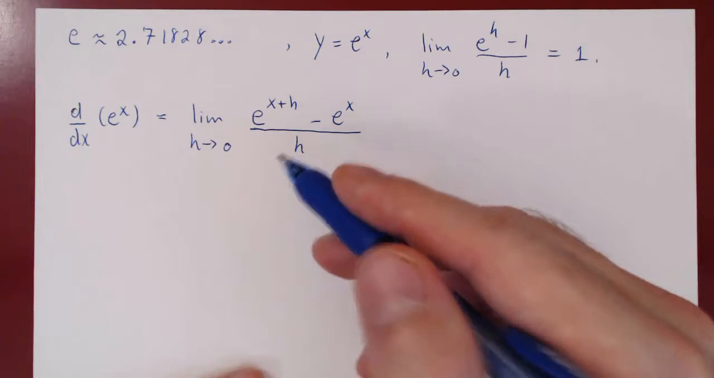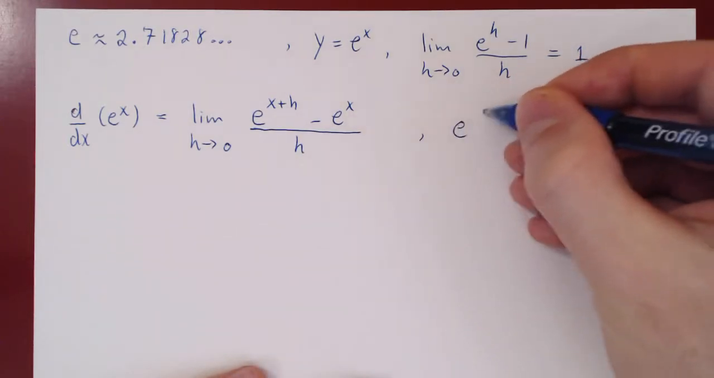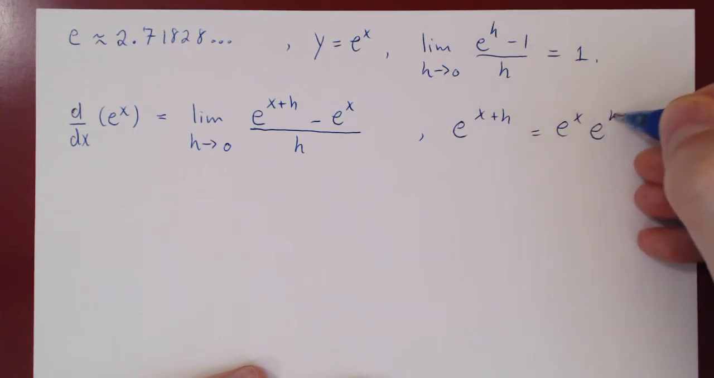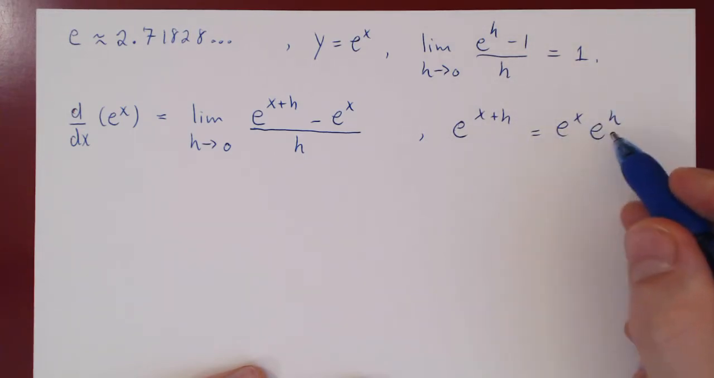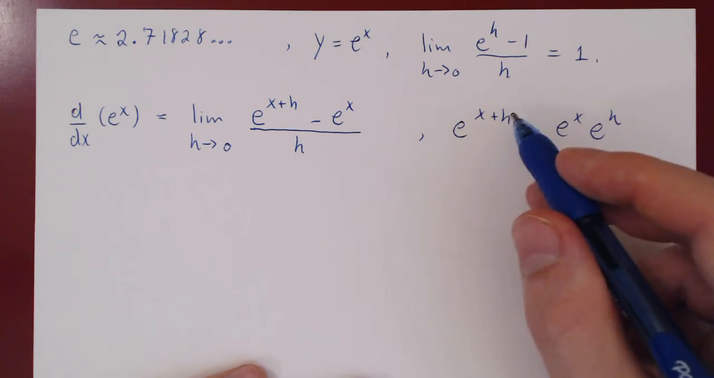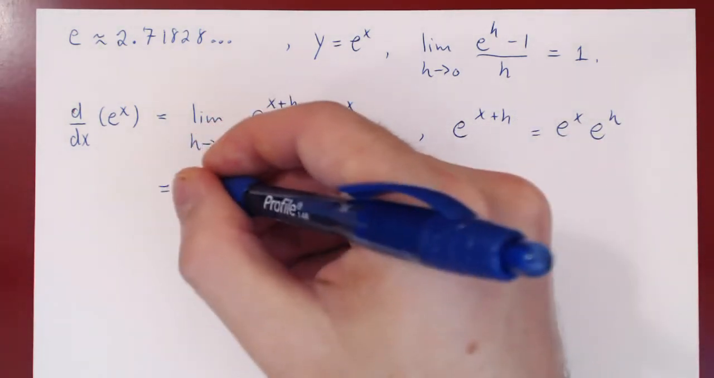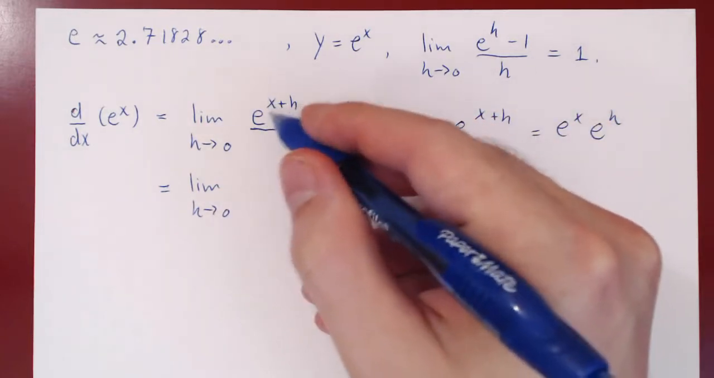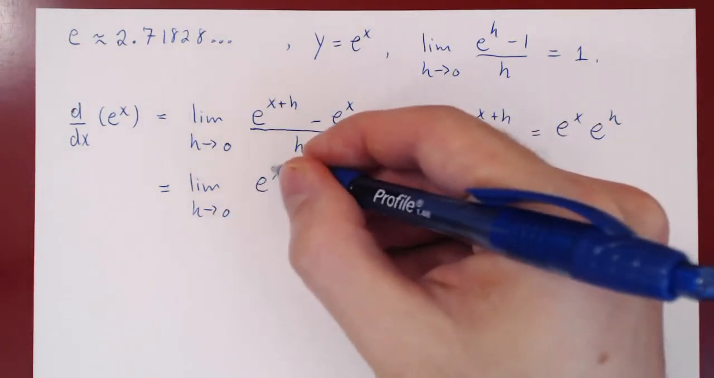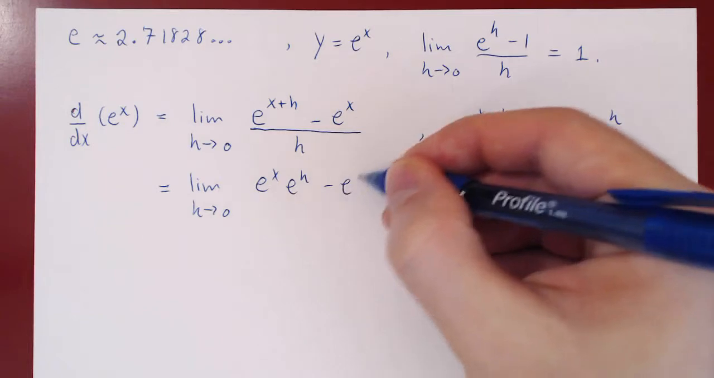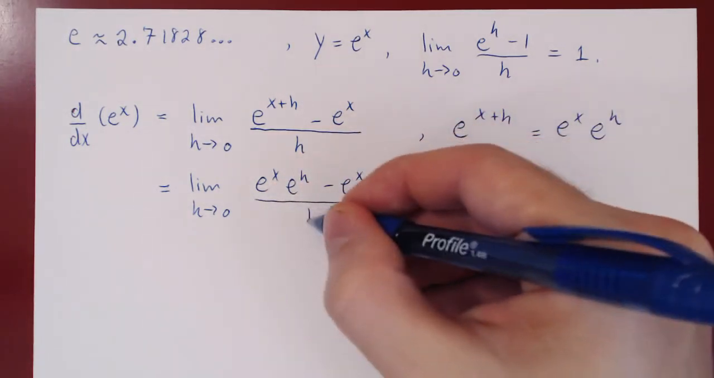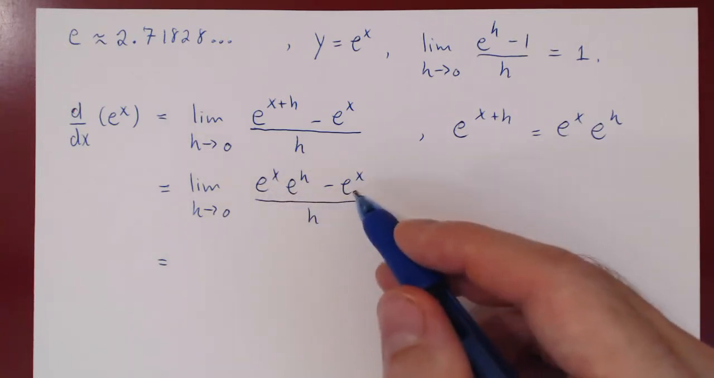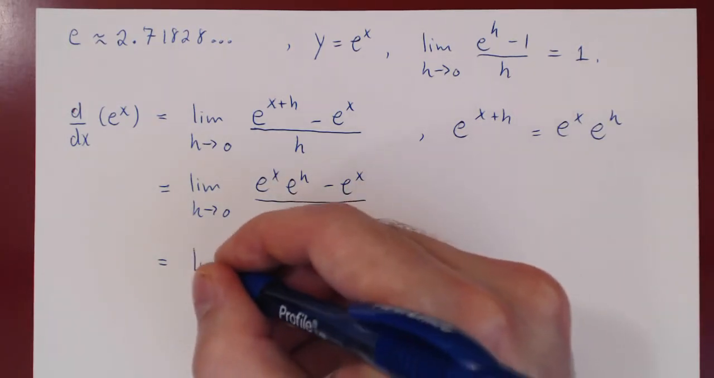Well, let's just rewrite this term here, because we know e to the x plus h is just e to the x times e to the h. Right? If you multiply the same base, you add the exponents. Let's do that here. So the limit as h goes to 0, this is e to the x times e to the h minus e to the x over h. Now both terms on top are multiples of e to the x, so we can factor it.